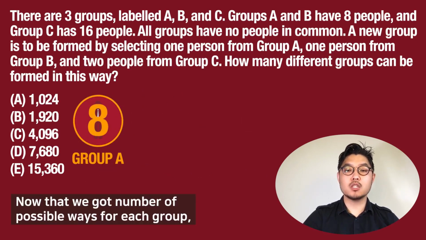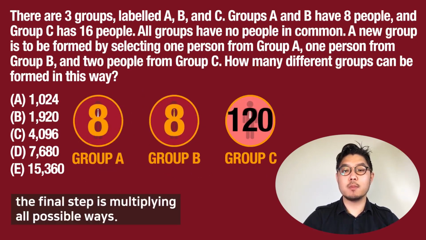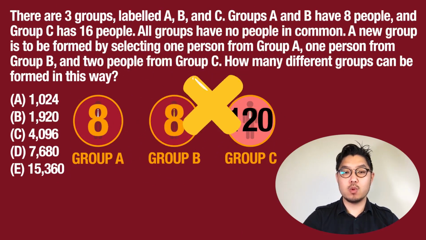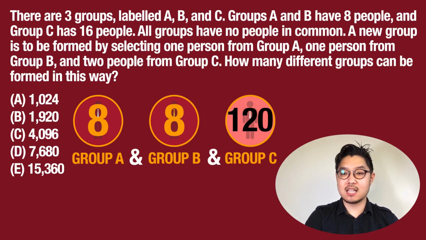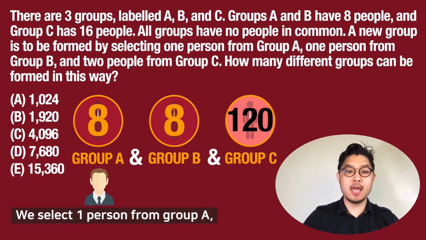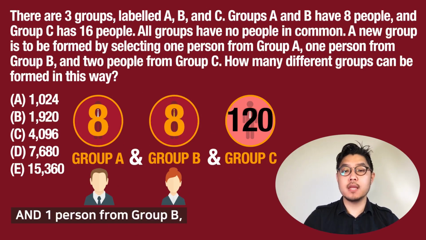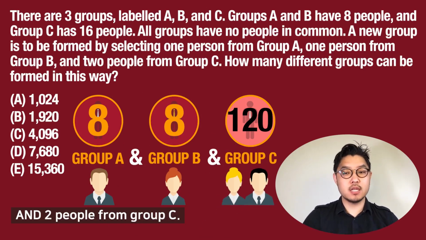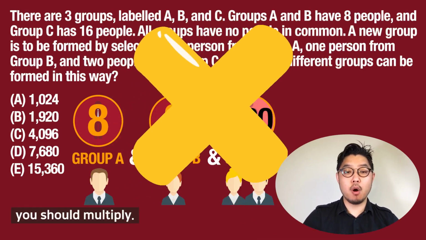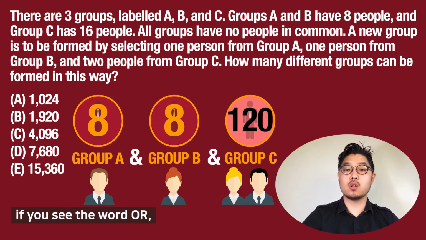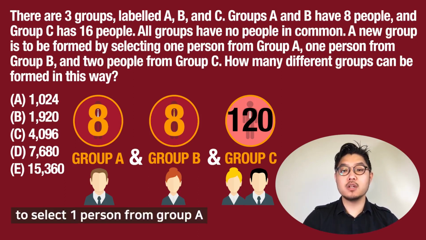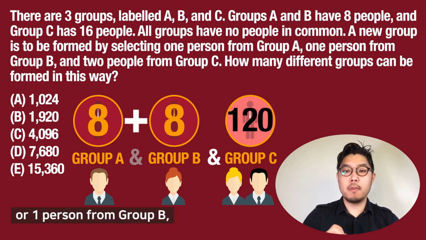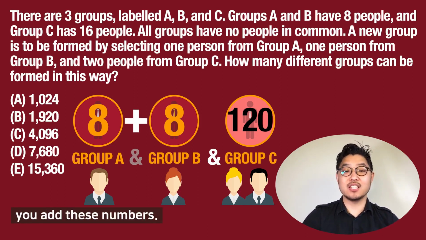Now that we got the number of possible ways for each group, the final step is multiplying all possible ways. We multiply these numbers because the selection is joined by the word and. We select one person from Group A and one person from Group B and 2 people from Group C. If you see the word and, you should multiply. On the other hand, if you see the word or, you add the numbers. For example, if a question is asking how many possible ways there are to select one person from Group A or one person from Group B, you add these numbers.